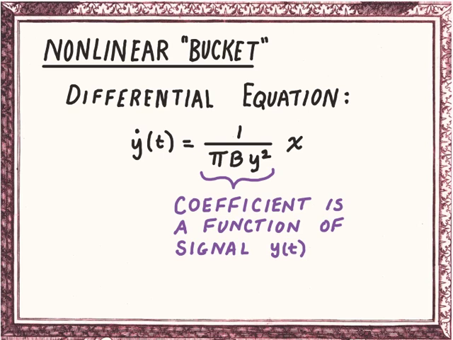An alternative way of looking at this nonlinear bucket problem is to write its differential equation. And so here it is. y dot equals 1 over pi times b times y squared, all times x. So at first you might think this is a linear differential equation, except that you note the coefficient is a function of the signal y. And you remember that when we wrote out the differential equations that were linear, we said that the coefficients could not be functions of the signals x or y. So this is certainly a nonlinear system.